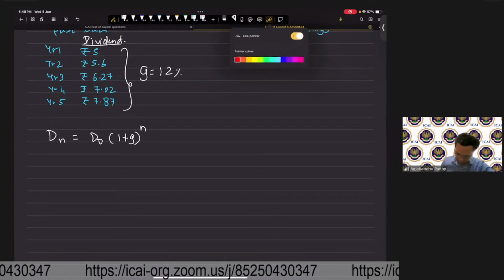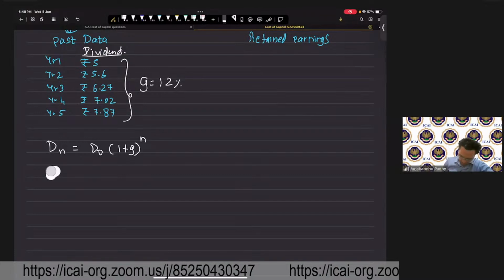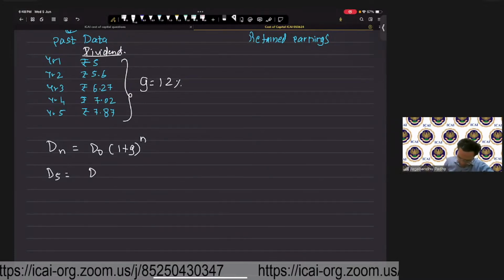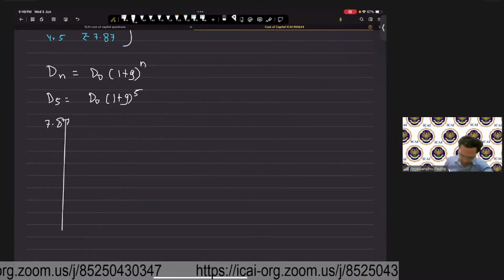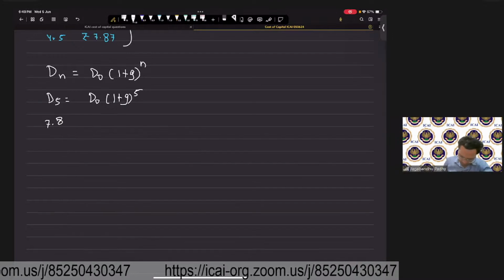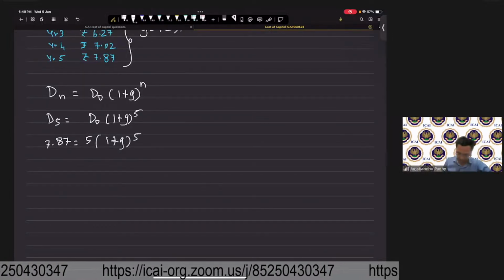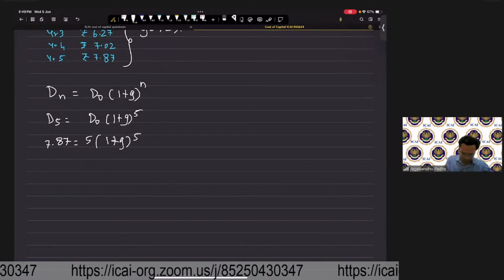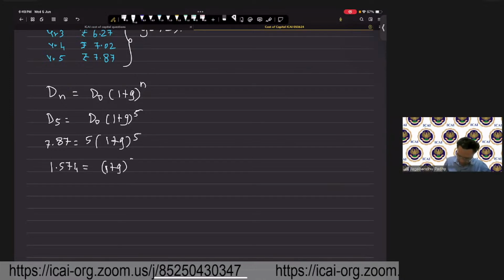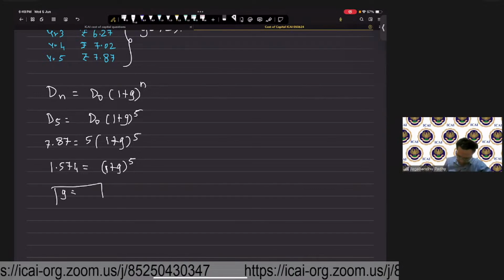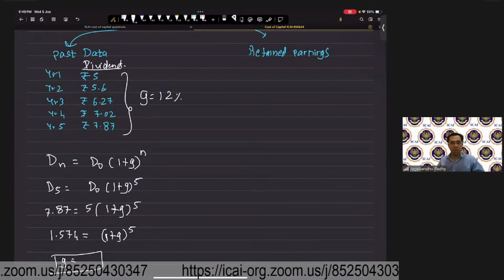So if you just apply this formula over here, D5 equal to D0 into 1 plus growth raised to 5. D5 is 7.87. So 7.87 is equal to 5 into 1 plus growth raised to 5. From here, 7.87 divided by 5 is 1.574, equal to 1 plus growth raised to 5. You will be able to get the growth rate, right? So that's how you compute the growth rate based on the past, historical data.